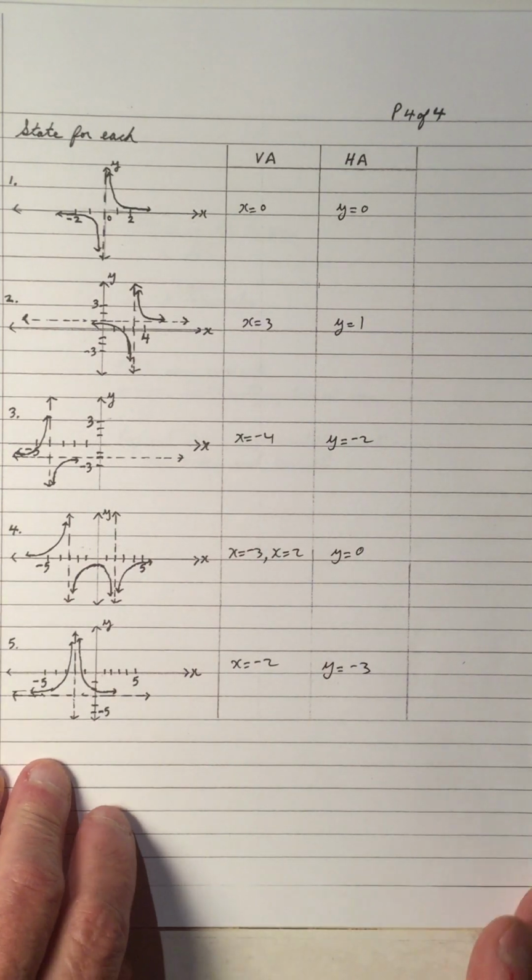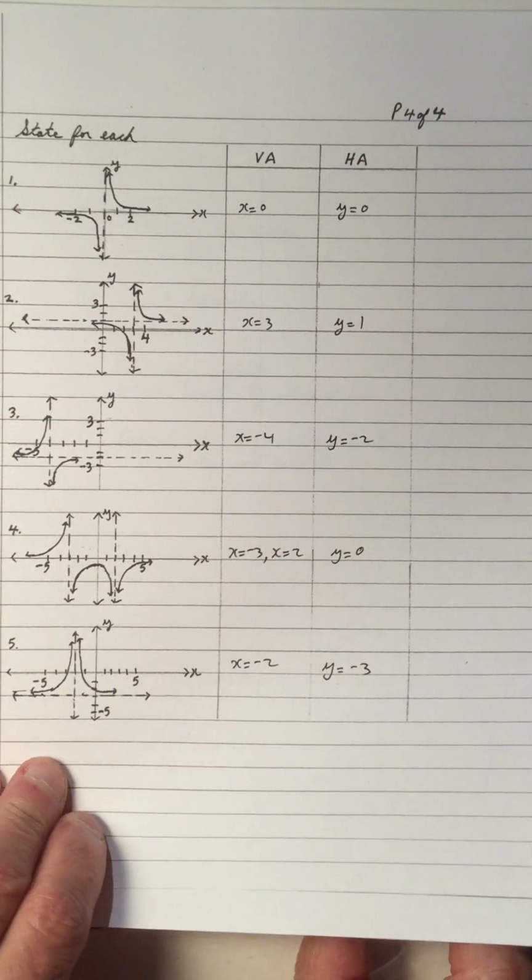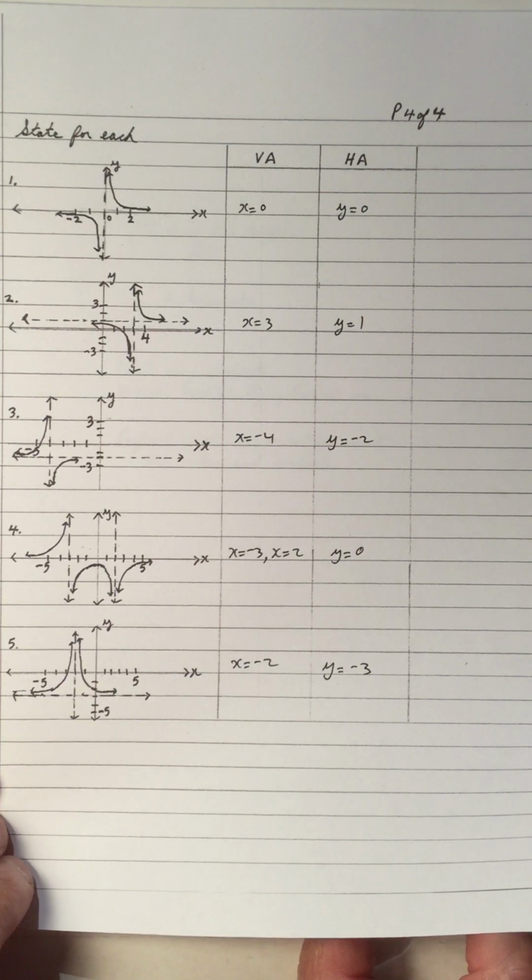So that's the review of the vertical and the horizontal asymptotes that we're going to deal with in rational functions.